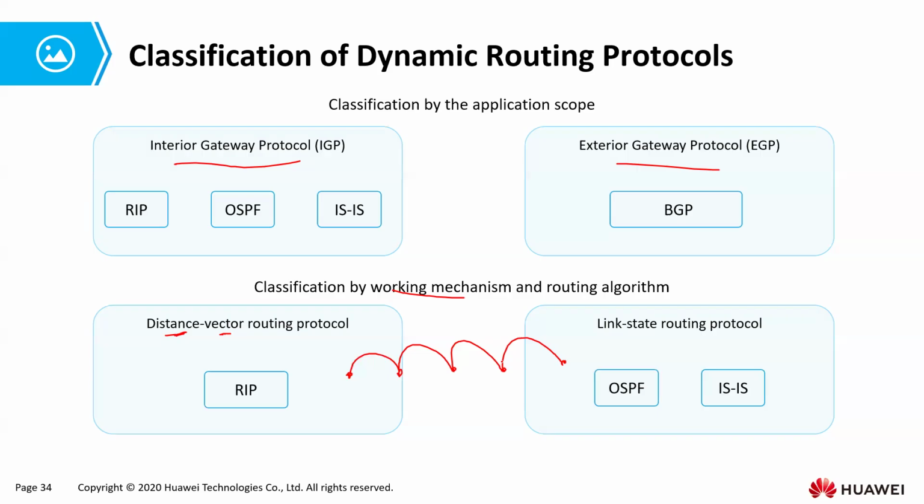The database is identical, meaning updates are sent to all routers, to the extent that every router knows how the whole network is laid out. That is what we call link state routing protocols. An example is OSPF. I think much of our learning will be focusing on OSPF.